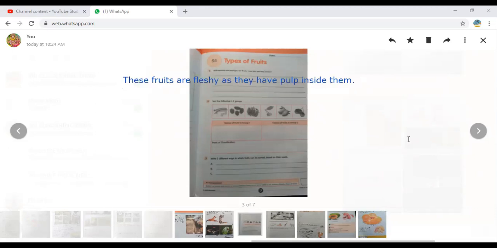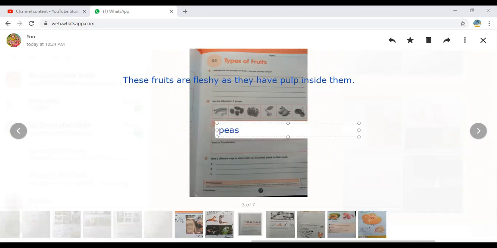Next question. Sort the following into two groups. After observing the pictures, differentiate and write the names of the fruits in group 1, names of the fruits in group 2. Now we should write in group 1 as well as group 2.